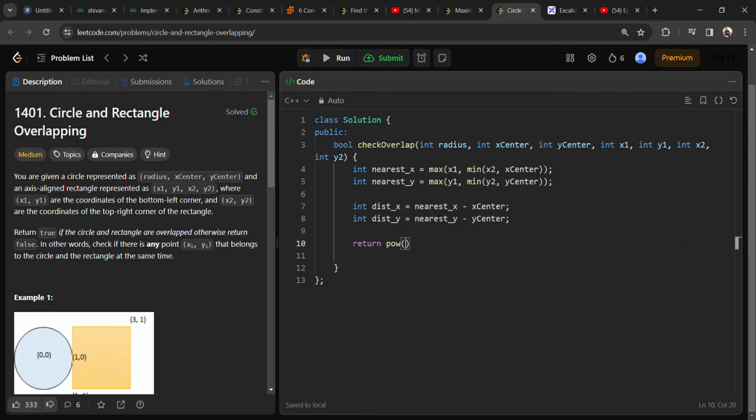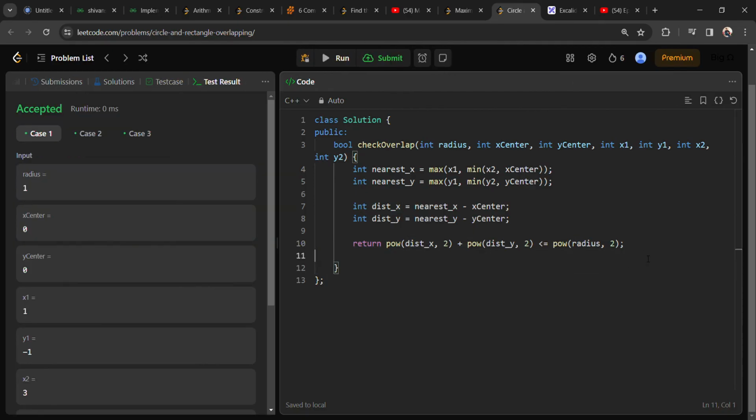After finding distance x and distance y, just return power of distance underscore x comma 2 plus power of distance underscore y comma 2. If this distance is greater, we return false. If it is lesser, we return true, compared with power of radius comma 2. Why have I taken the power of radius comma 2? Because if I haven't taken the power, then we would have to take the square root of this. To prevent the square root, I simply take the power.